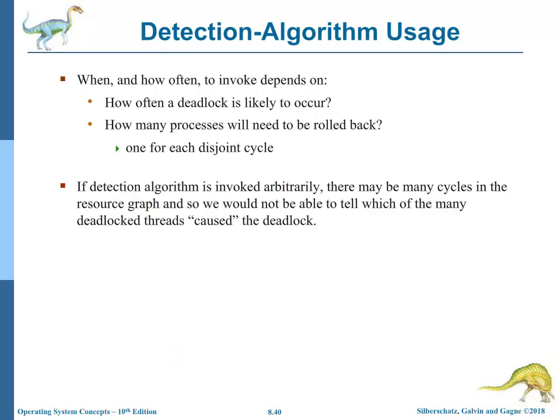If the deadlocks occur frequently, then the detection algorithm shall be invoked frequently. Resources allocated to the deadlocked thread will be idle until the deadlock can be broken. In addition, the number of threads involved in the deadlock cycle may grow. If the detection algorithm is invoked arbitrarily, there may be many cycles in the resource graph, so we wouldn't be able to tell which of the many deadlocked threads caused the deadlock.